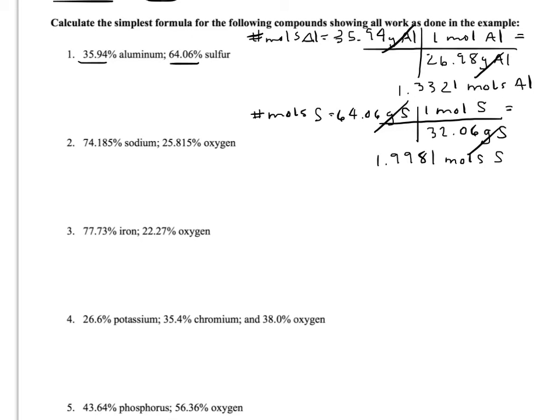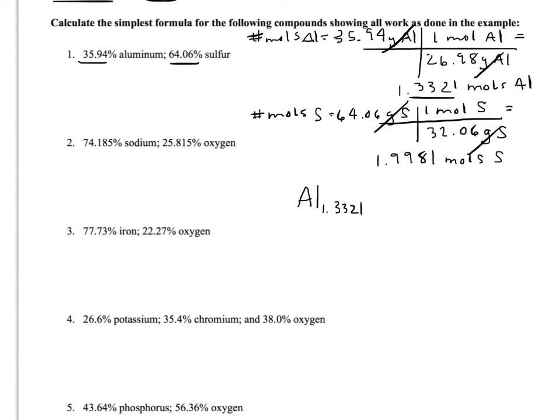So now I want to turn this into basically something that's going to start to look like a formula, because that's my goal here, is to write a formula. So I have 1.3321 moles of aluminum.